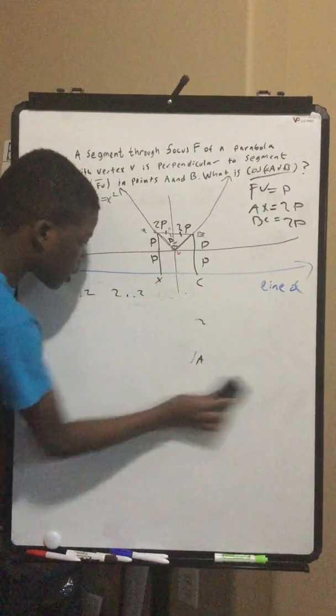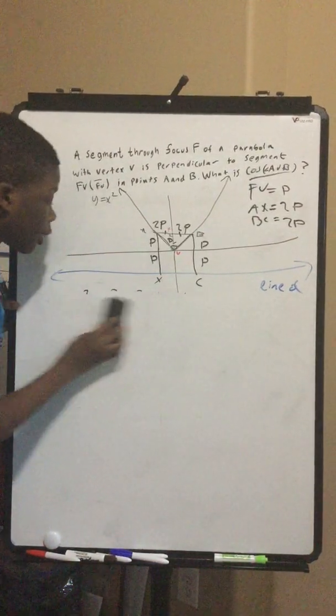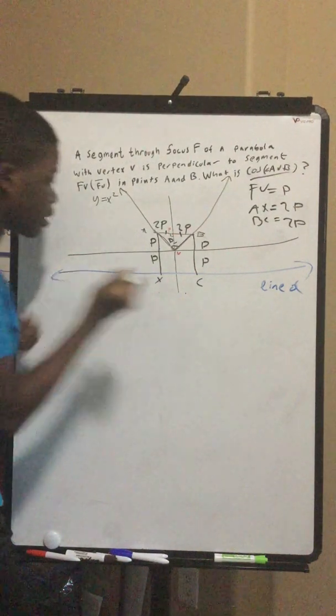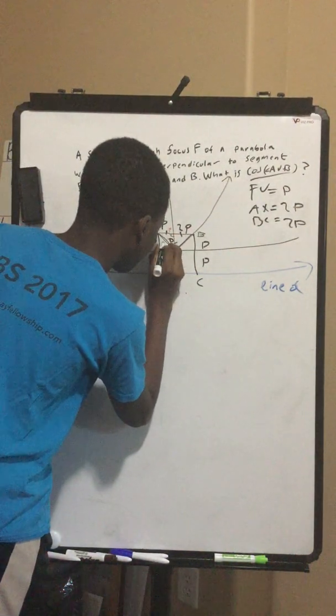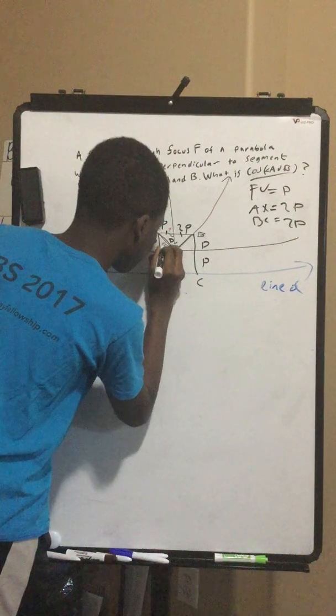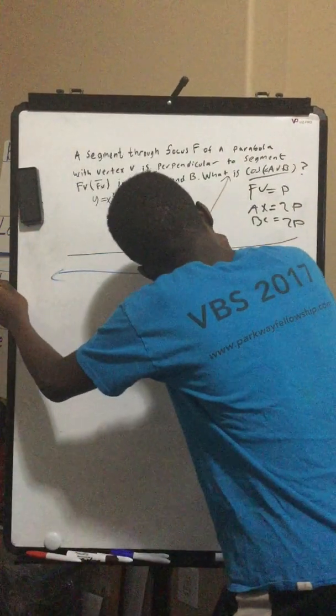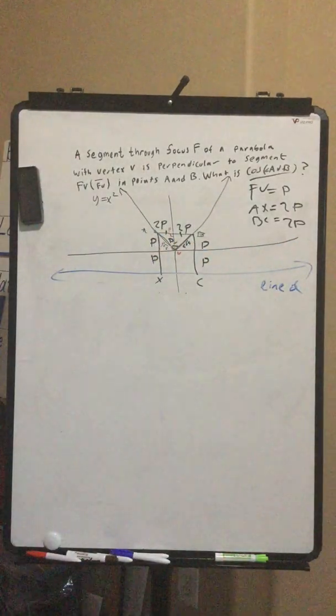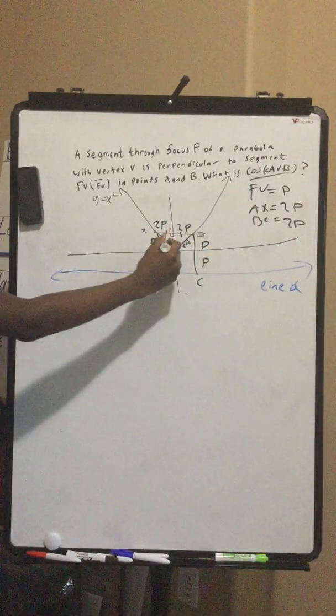So now how do we find the cosine of angle AVB given all this information? Let me write this over here. This is p root 5, and this is p root 5. How do we calculate the cosine of angle AVB, or how do we calculate this angle?